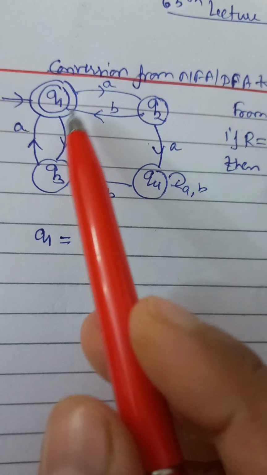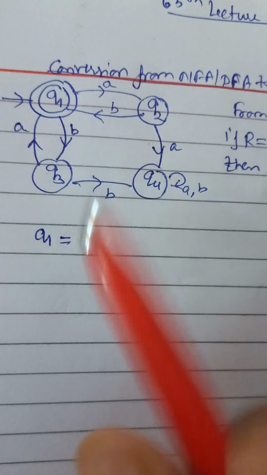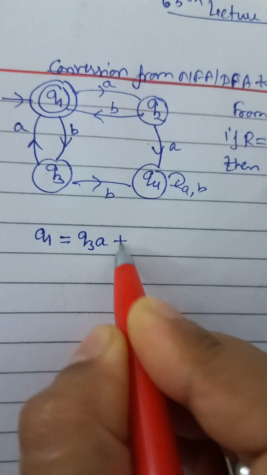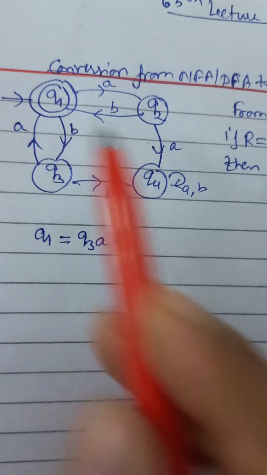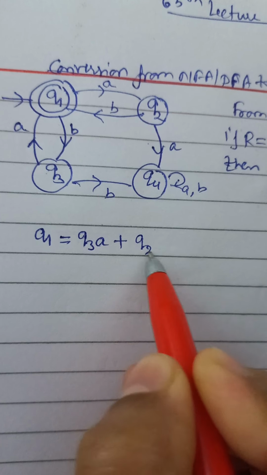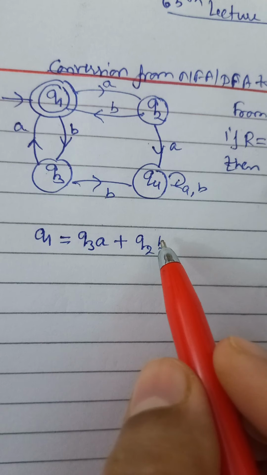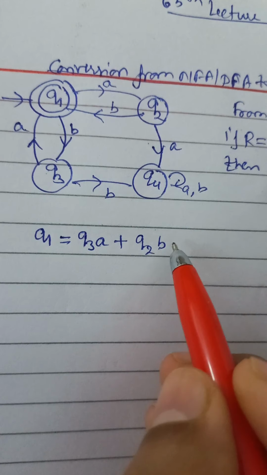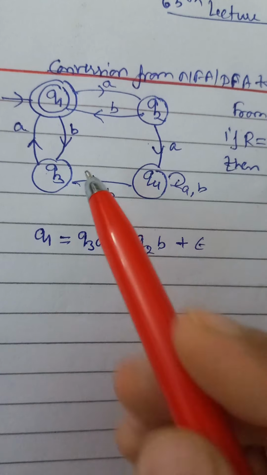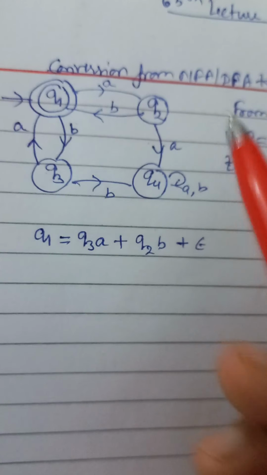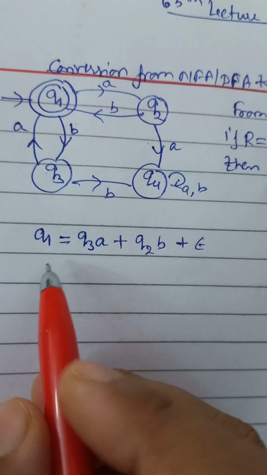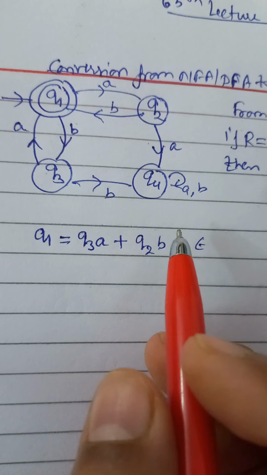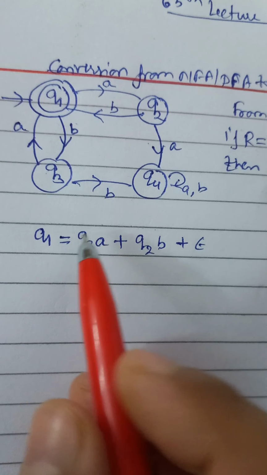Q1 is equal to Q3A plus Q2B, and as we know, we add epsilon in the initial state, or we can say in the start state. So there are two transitions, Q3A, Q2B, and plus epsilon. And we remove epsilon if it is present in any other state, but we put epsilon in the initial state.